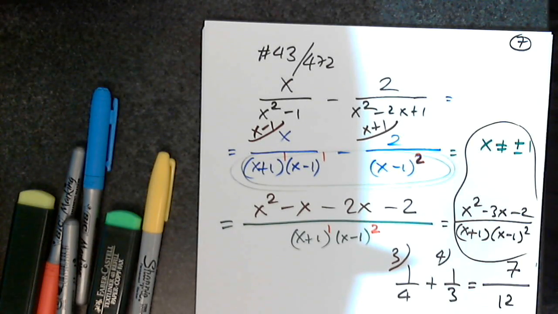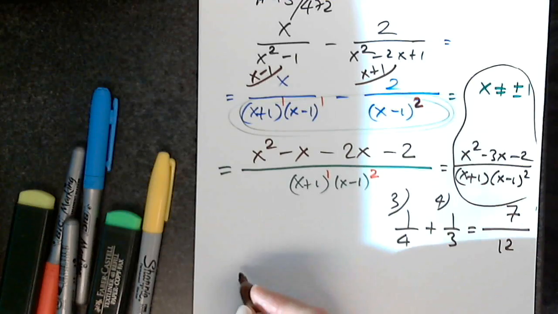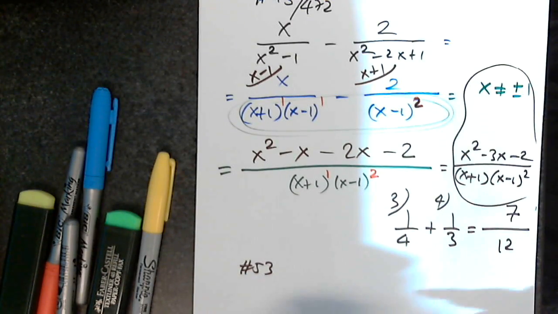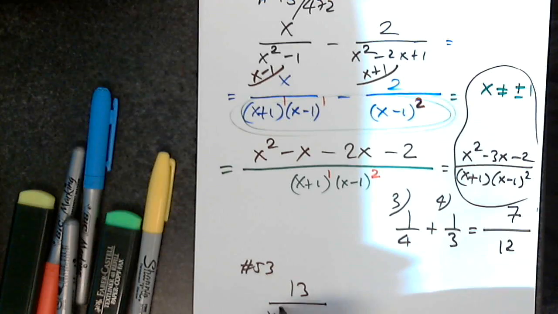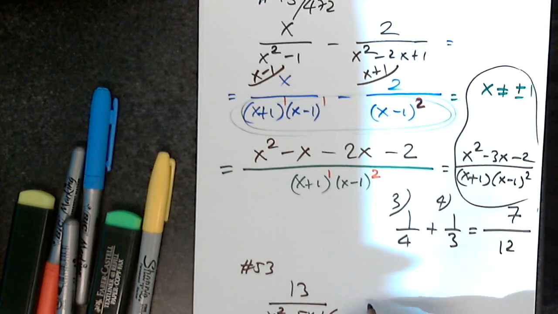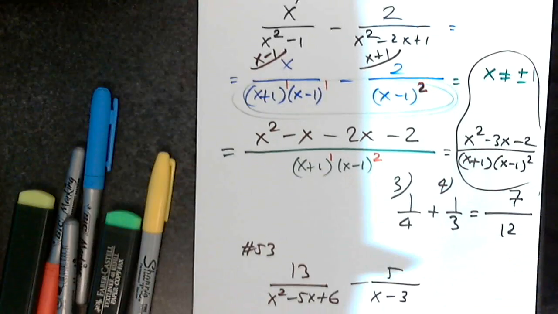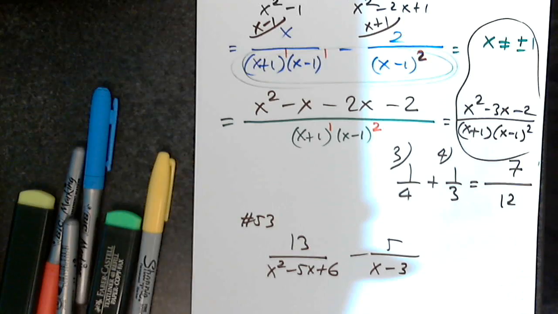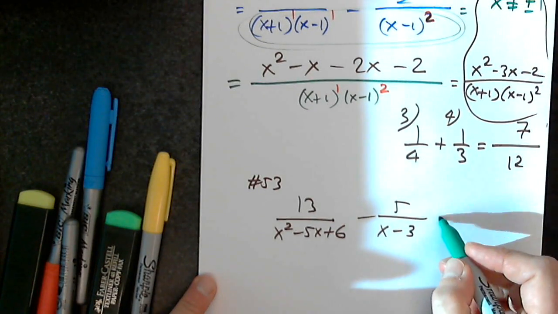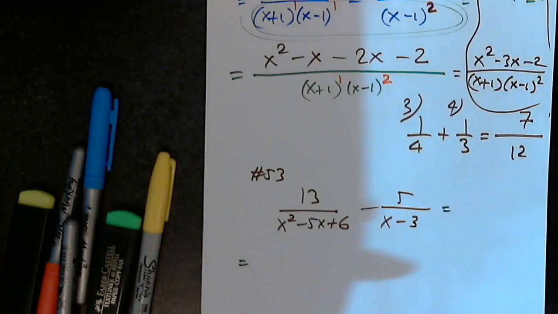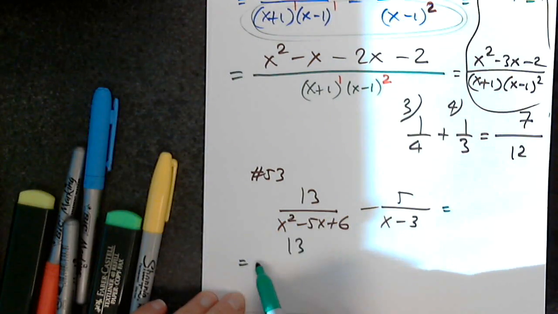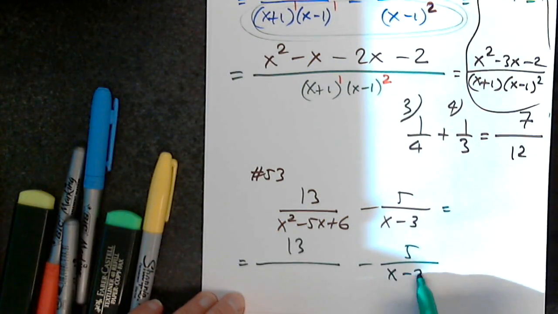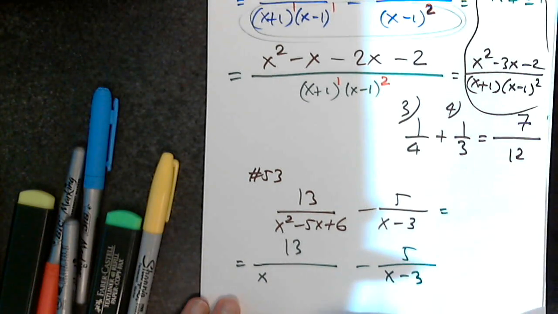Let's say 53. In 53, we have 13 over x squared minus 5x plus 6 and minus 5 divided by x minus 3. We're still working on this together, and then we'll choose problems for you. Of course, the first step is to factor the denominator. Excellent. So 13 divided by x minus 3.